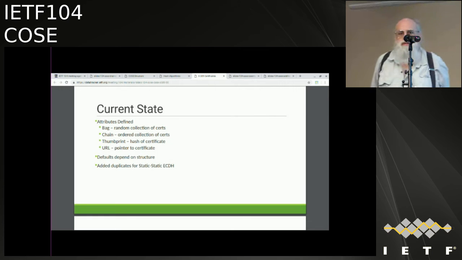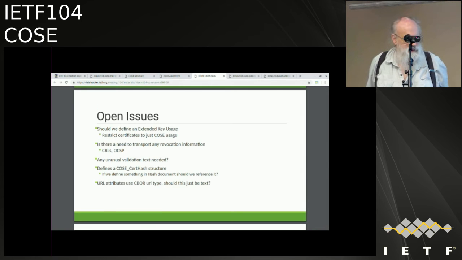Signed exchanges include both a URL and a thumbprint. And there's a question of, is it the thumbprint of the leaf certificate or the whole chain? And we sign over the thumbprint. Okay, so those I think are still open issues for discussion on the list.